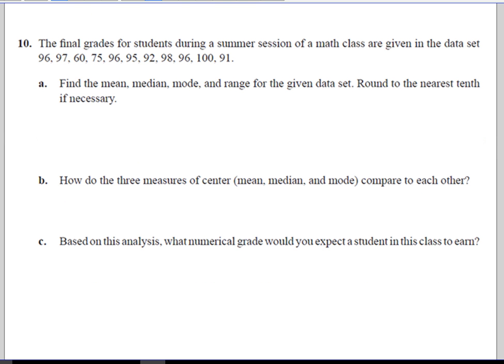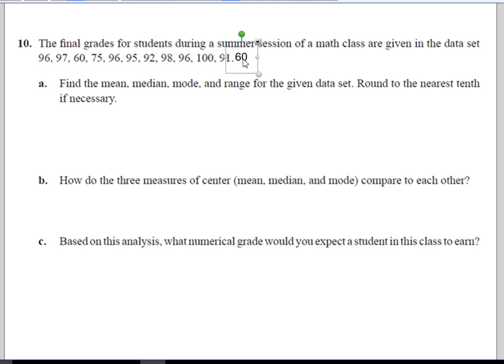Okay, here we have the final grades for a student during a summer session of math class. Find the mean, median, mode, and range for this one. So again, our first step is to put them in order. So we have 60. Oh, let me just type it instead of writing it. It'll be a lot easier to read.